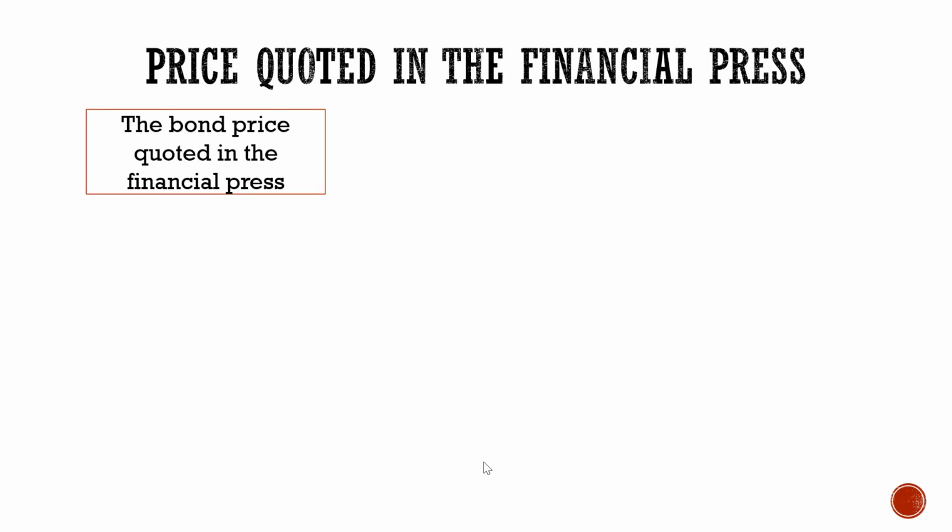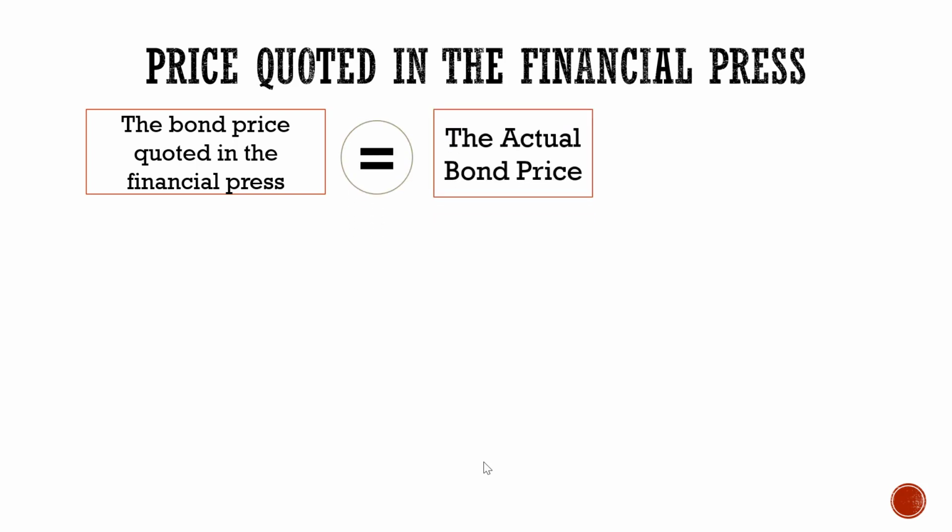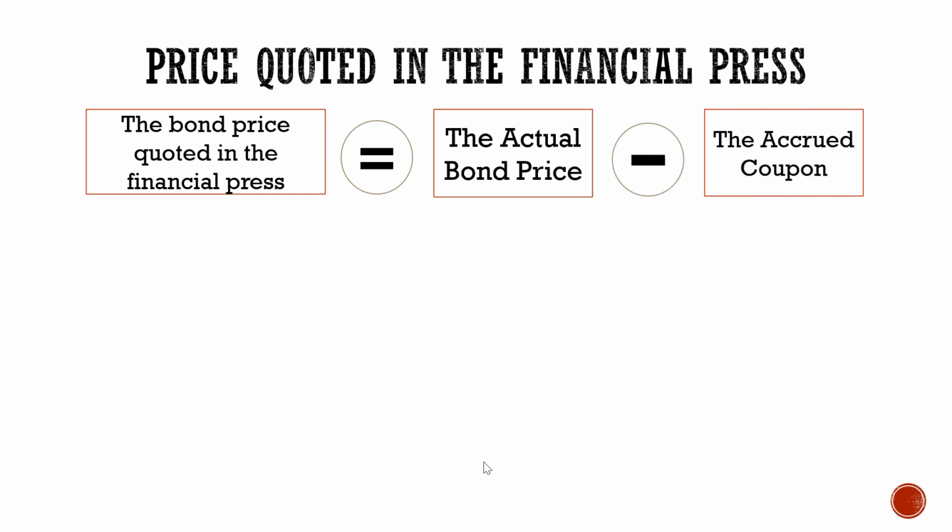So now we look at the second type, price quoted in the financial press. In this method, the bond price quoted in the financial press is equal to the actual bond price minus the accrued coupon, because the bond is sold between coupon days. So we're just going to have only a portion of the coupon.